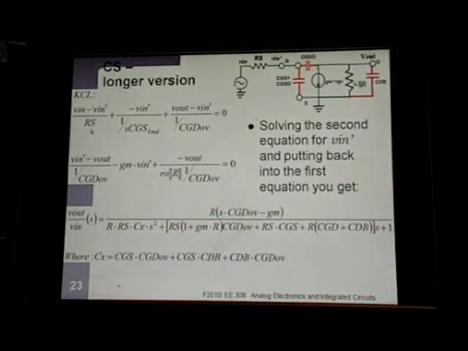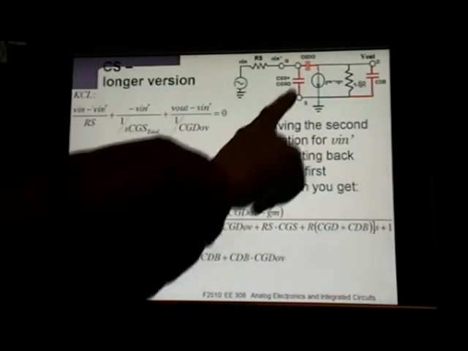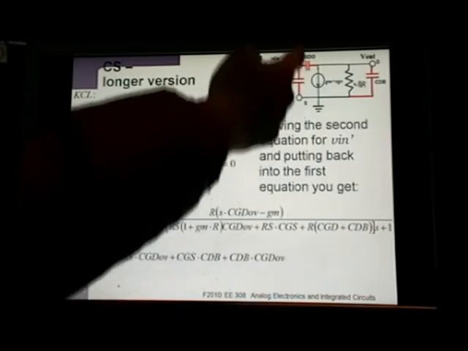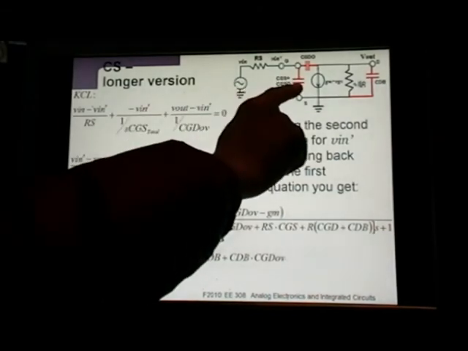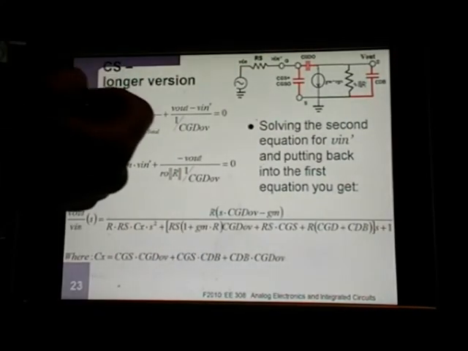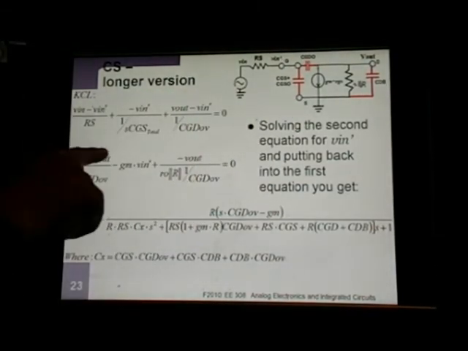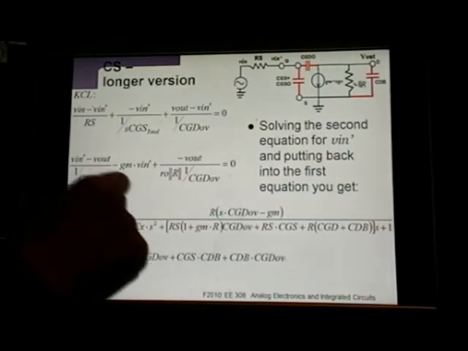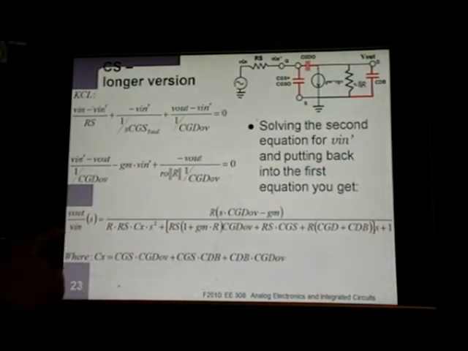Okay, so take Vn minus Vn prime over Rs, that gives the current through there. Then you have a current through there, which is 0 minus Vn prime over the impedance of this node, which is 1 over Sc. And then you have the current coming in across CGD overlap, and that's V out minus Vn prime overlap. And you can do the same for the output node. If you take this second equation, solve for Vn prime, and replace it into the first equation, you can get an equation for V out over Vn with all of the information in it now.